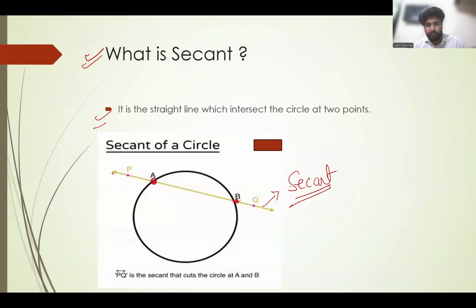So you can understand the difference between the tangent and secant. A tangent is a line which intersects the circle at only one point, and a secant is a line which intersects the circle at 2 points. Okay. And you can see the secant in this image. Okay.